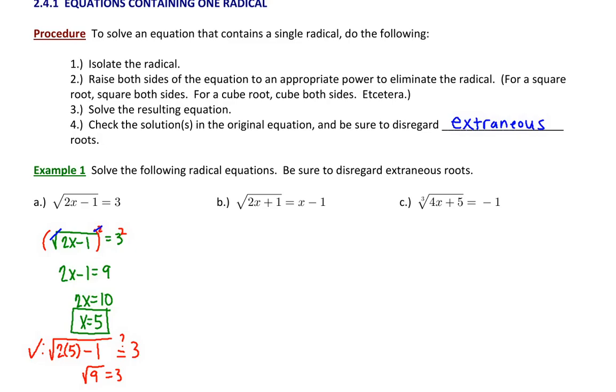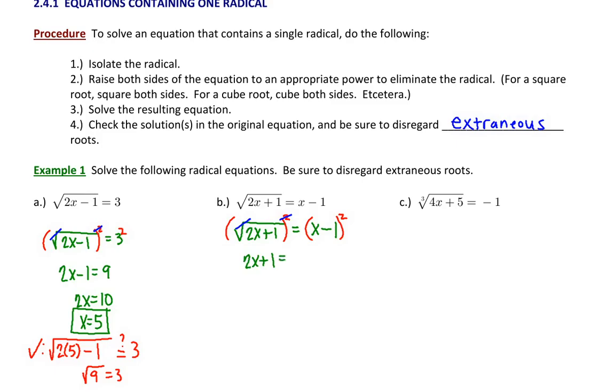Let's try another one. Again, our radical is already isolated on example B, so our first step will be to square both sides. We just have to be a little bit careful with that right side. So I'm going to square the left side and square the right side. When we square a square root, it cancels out, and we end up with the radicand 2x plus 1. Now again, be very careful over here on the right side.